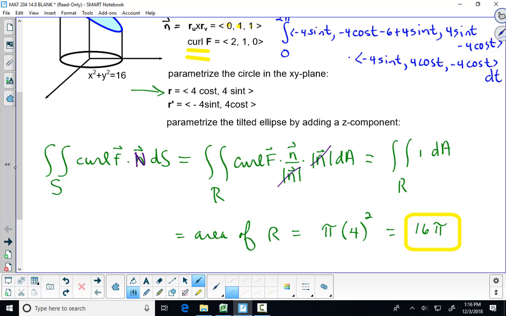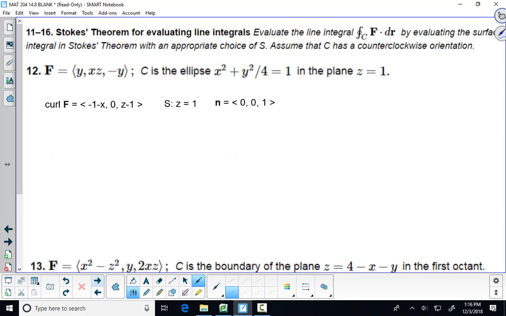All right, so let's do a couple more of these because these are tricky. So let's go to the next one. We have a similar type of thing. We have this ellipse, and it's going to be contained in the plane z equals 1. All right, so we have a floating ellipse. And that's our vector field.